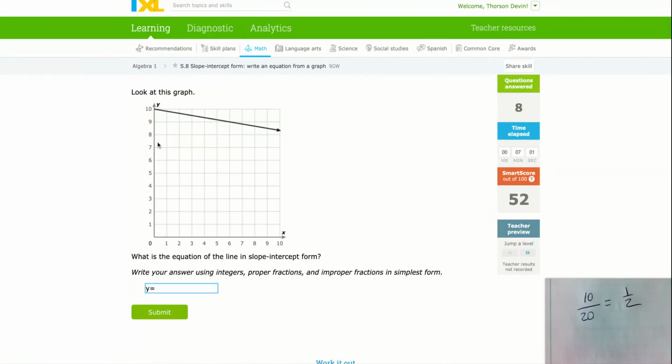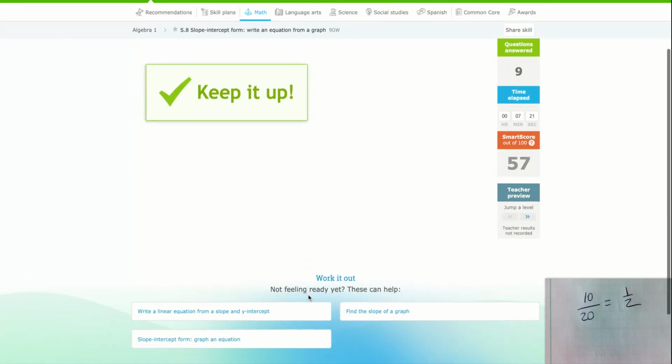Y equals, looks like I'm going to go down 1 and all the way over to 6, from 0 to 6, so that's a run of 6, but I went down 1, so negative 1, down 1, over right 6, times x, don't forget the x, plus 10, because I crossed the y-axis at a positive 10.